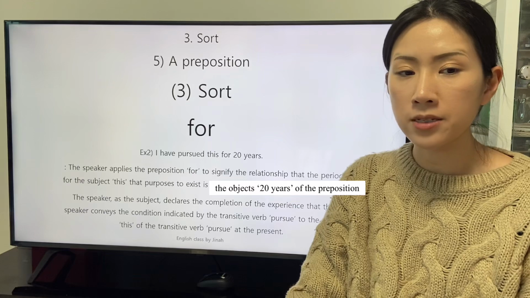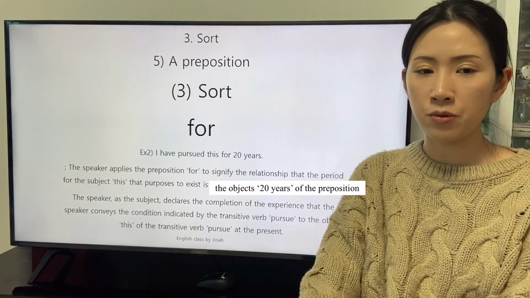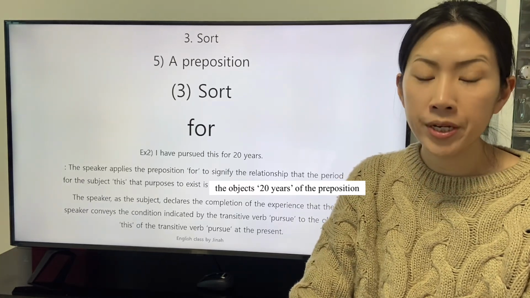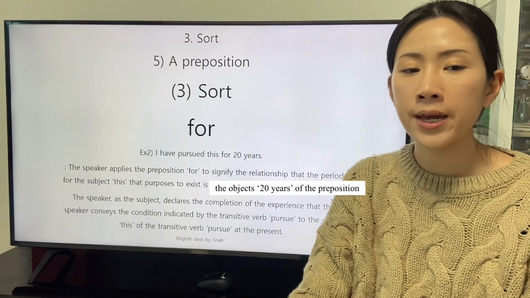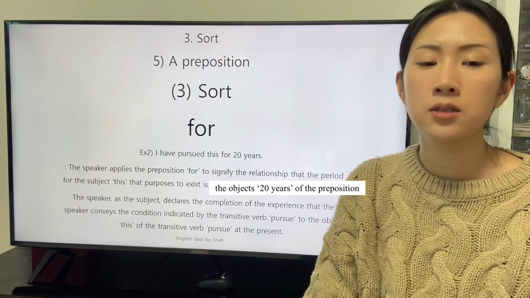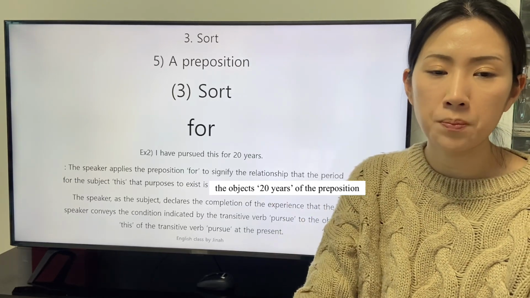The speaker applies the preposition for to signify the relationship that the period for the subject this that purposes to exist is 20 years of the preposition.